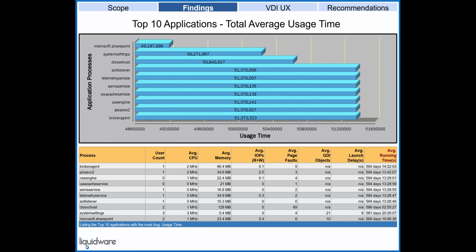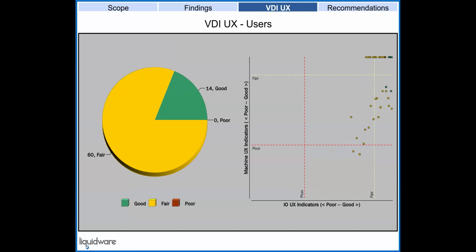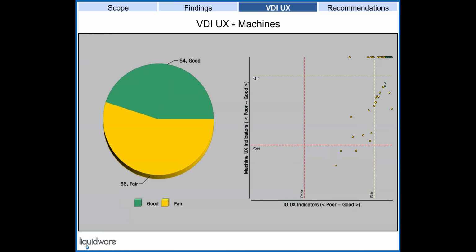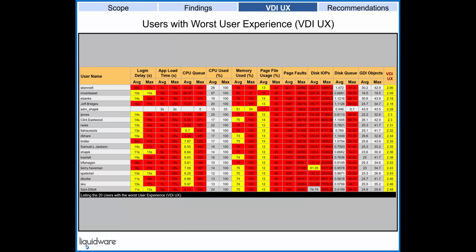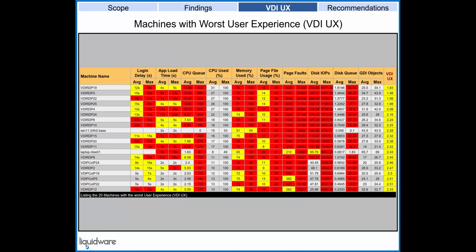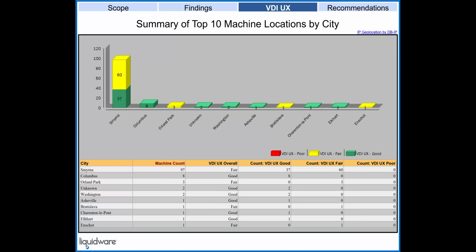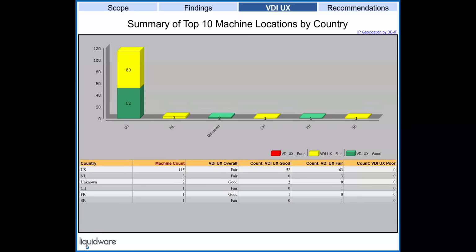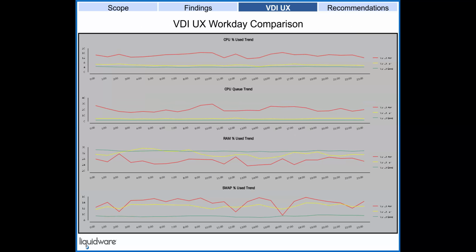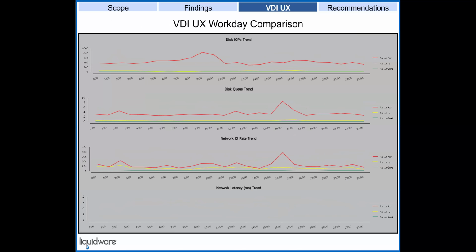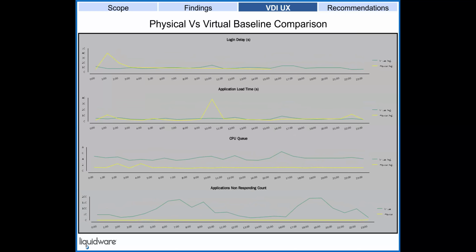We can also teach you about the application usage time. We can teach you about your user experience for your users, your machines, your users with the worst experience. If you want to know where your low-hanging fruit is, here it is. The machines with the worst experience, the summary of machines, locations by cities, or where they're physically located. We have customers and clients everywhere, so it's easy for us to see stuff in weird places. We can see things in different states, different countries, and then, of course, we can also give you workday comparisons of the different types of users we have in the environment. So your high, your mid, and your low end users, so you can identify them. And I can even teach you the difference between your physical and your virtual machines.